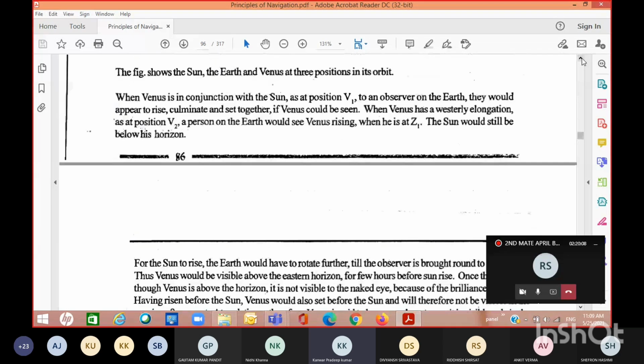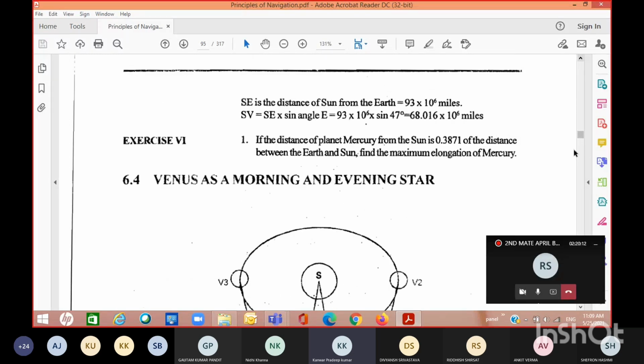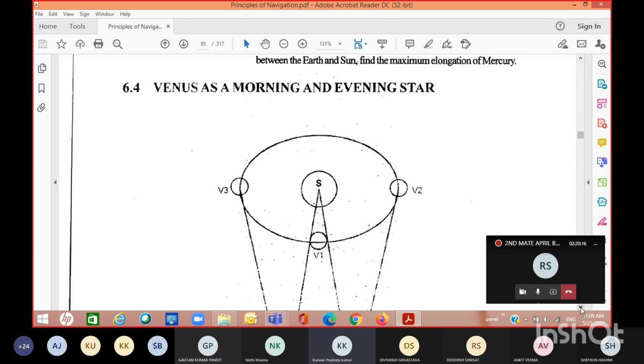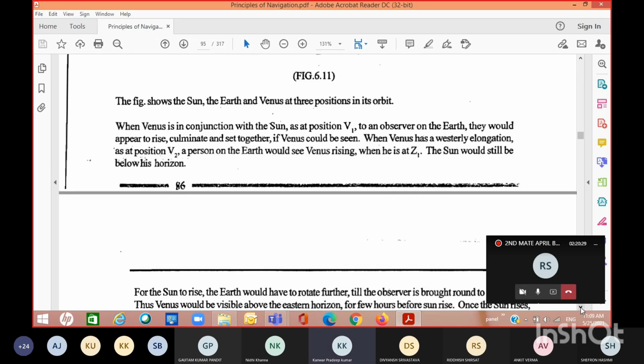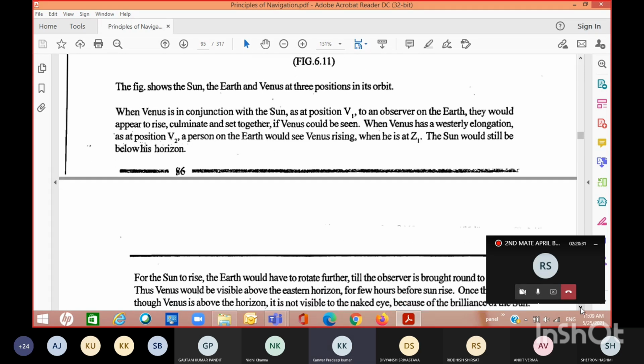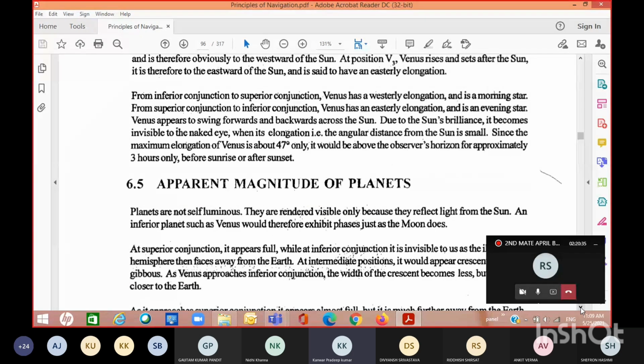Okay, I wanted to complete this topic today, Venus as a morning and evening star, but only 5 minutes are left, so I'll just quickly try and show you something over here. But I will cover this again, so maybe we'll understand much better. It takes a little time to understand this one. So 6.4, you should read this before you come.